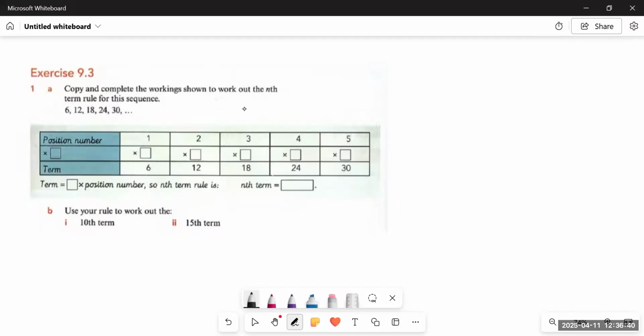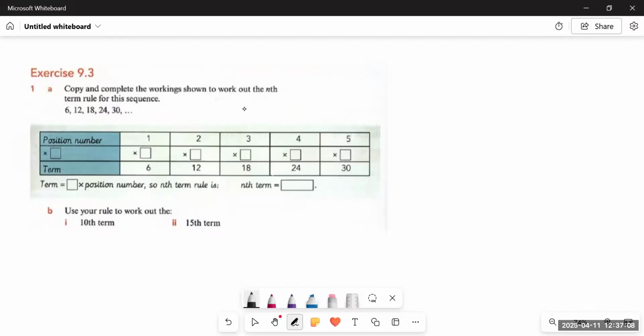This is chapter number 9, Sequences and Functions of Cambridge Lower Secondary, book 7. We have already covered a few questions from exercise 9.1 and 9.2. Now we are heading towards 9.3. In this exercise, we have to figure out the nth term. We have to find out what would be the nth term in the given sequence, how to find it out, and let's see what are the rules that we can find for the given sequence.